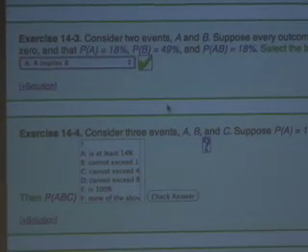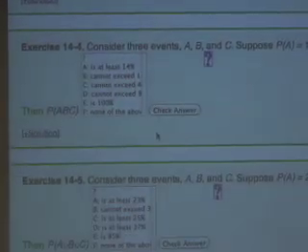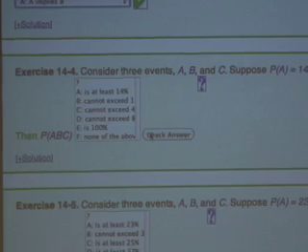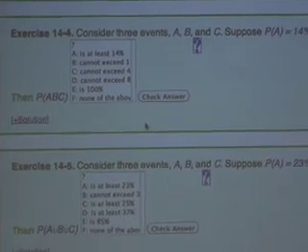Okay. Let's see. Get into conditioning. I think that's, yeah. Okay. All right. Let's do one more here.